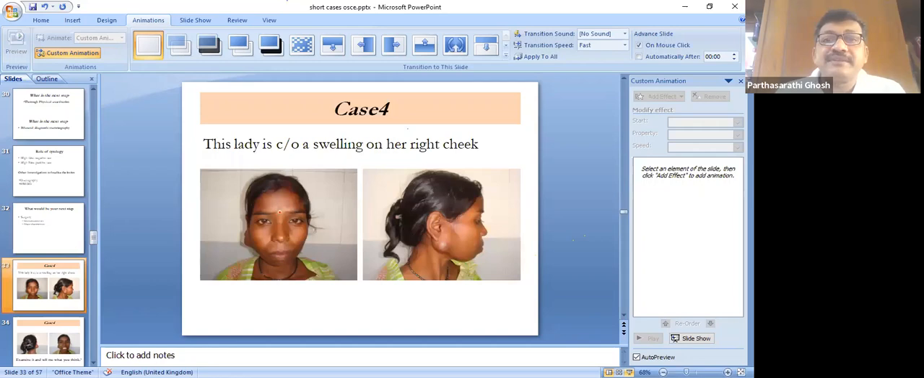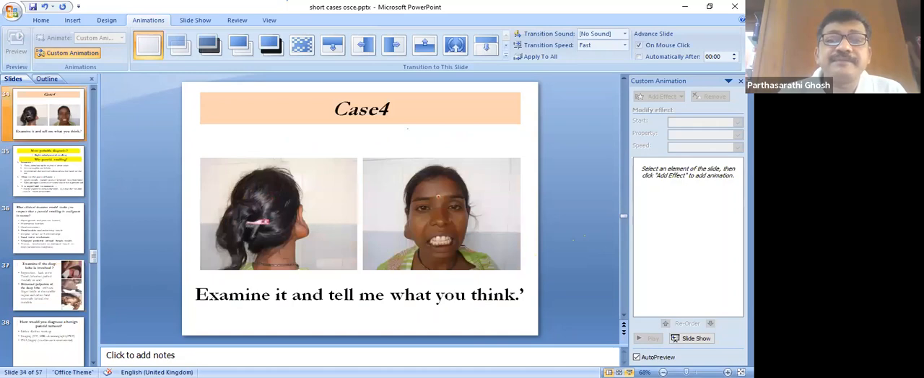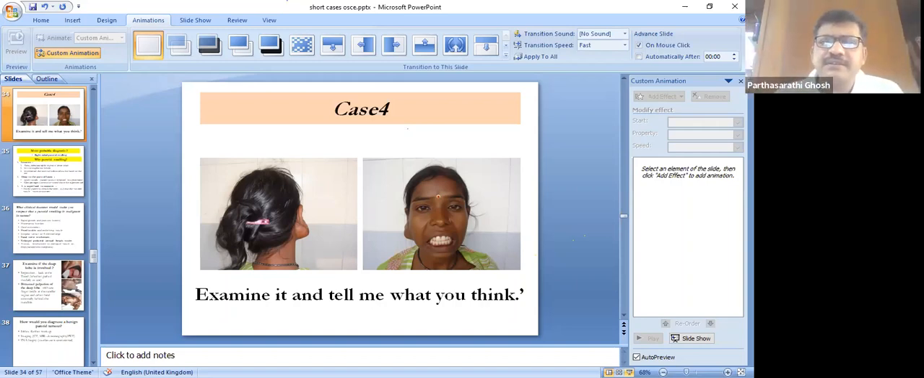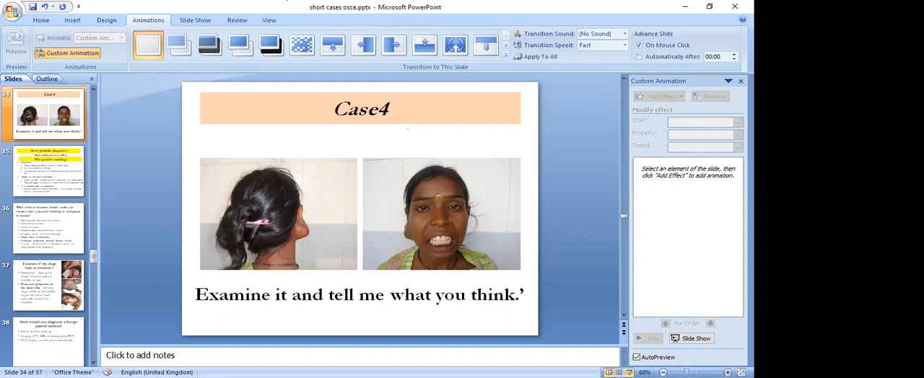Right? Now, here there are only pictures. Now, what is our thinking? Good morning, sir. This is a middle-aged lady presenting with swelling in front of the ear and lifting the ear lobule, most probably a swelling from the parotid region. Parotid region, pleomorphic carcinoma, sir, most probably.